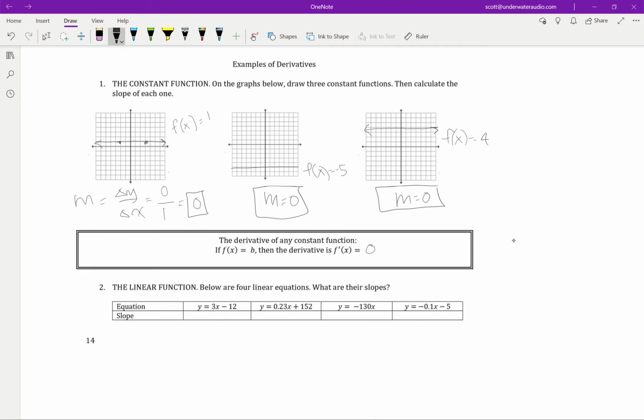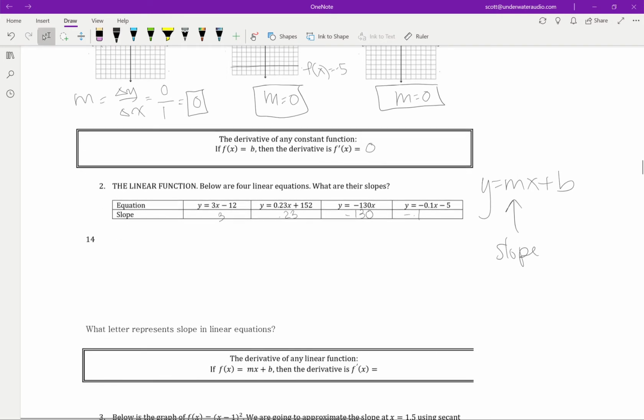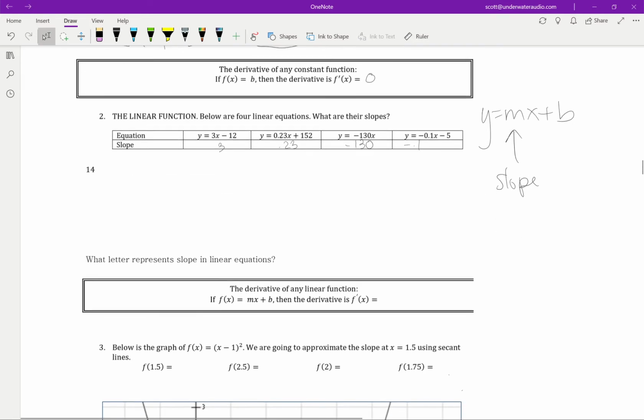And then we can get a little bit fancier, and we could do straight lines again, but let's do linear functions and figure out what their slopes are. So y equals 3x. If you go back to section 1, it's y equals mx plus b, and m is the slope. So this should be fairly easy. The slope of this first one is 3, and then 0.23, -130, and -0.1. This is a PDF, so there's a gap here because it's a different page.